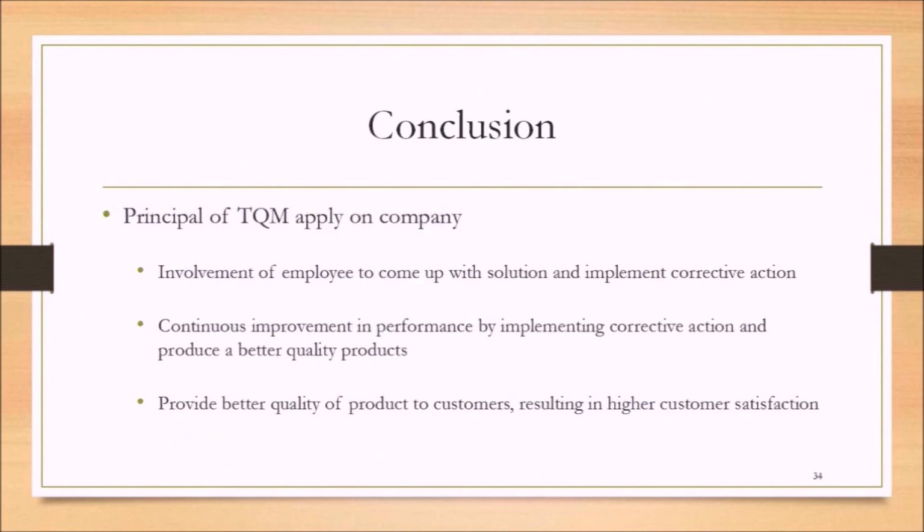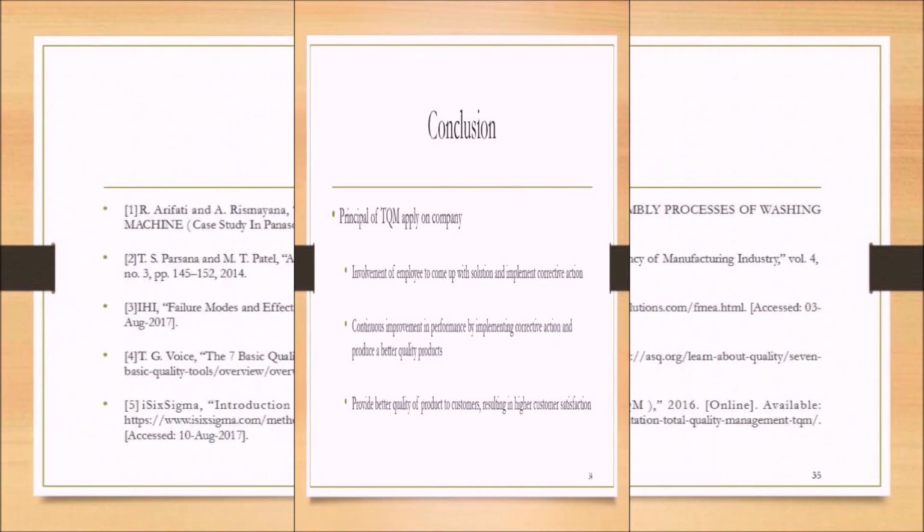How do TQM principles apply in the company? TQM principles apply in the company through the involvement of employees to come up with solutions and implement corrective actions. Continuous improvement in performance comes from implementing corrective actions and producing better quality products. And finally, providing better quality products to customers results in higher customer satisfaction.